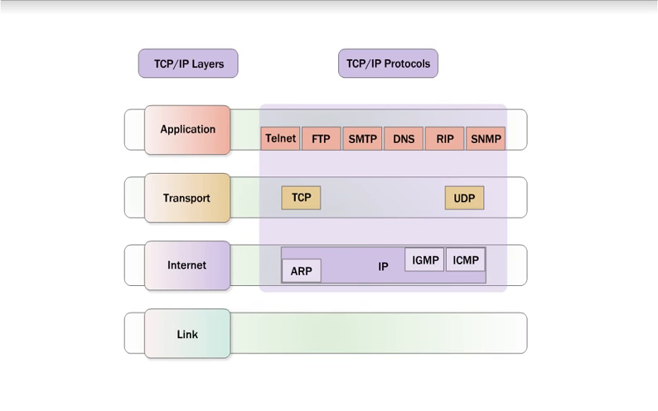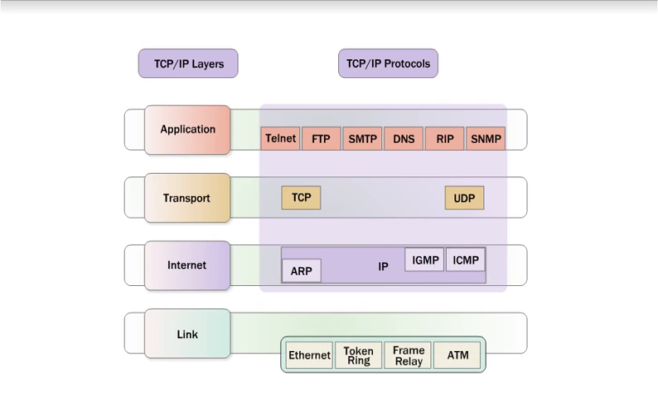TCP/IP does not require a specific network topology. It uses functions at the link layer to build packets that match the requirements of the network to which it is connected. The hardware interface is managed by the network operating system.